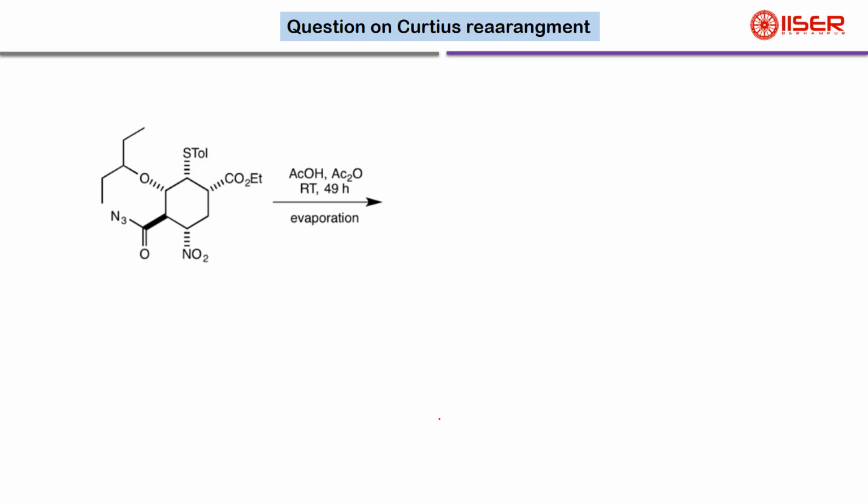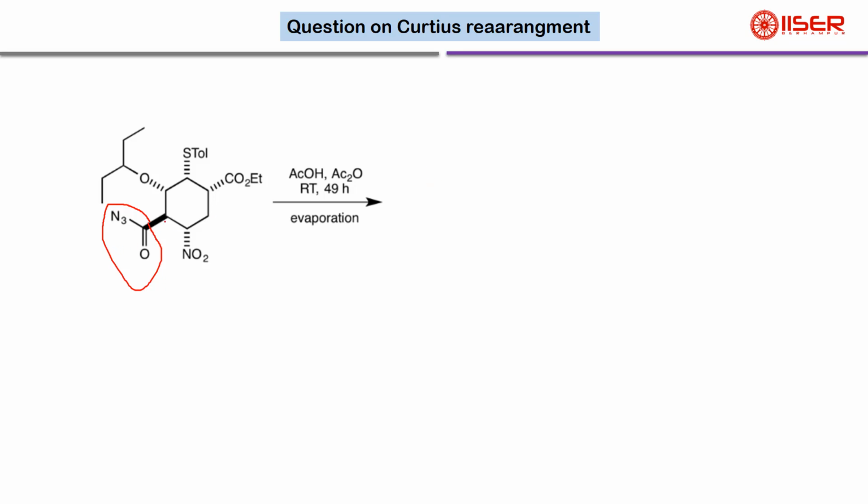So what will be the product? Suppose first of all there are multiple chiral centers, five chiral centers. So first you have to determine that this is a Curtius reaction. You have to pick up the points from where you will decide that it is a Curtius reaction. First of all, there will be a carbonyl azide group, and also in this case there is the question of Curtius rearrangement.